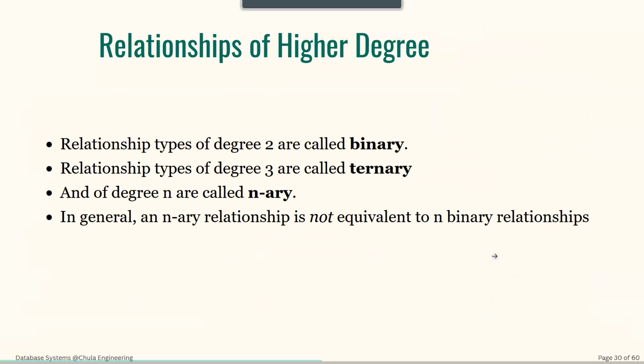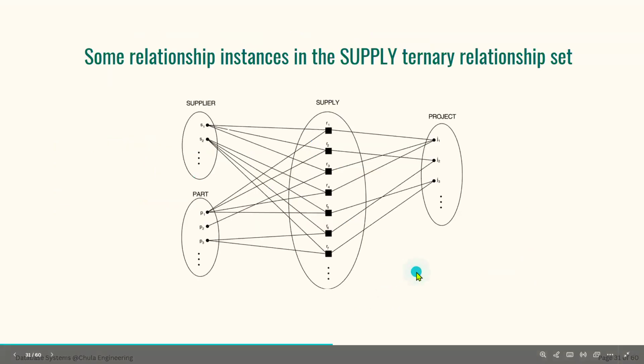Now I talked about this already, that relationship types of degree two will be called binary. How do you know the degree? Because if it connects to two entities, then it's degree two. If a relationship is connected to more than two, then it will be n-ary, like many. But if it's three, it's ternary. So you can only have binary, ternary, or n-ary, right? But I just want to stress that if you have an n-ary relationship, it's not equal to n binary relationships, right?